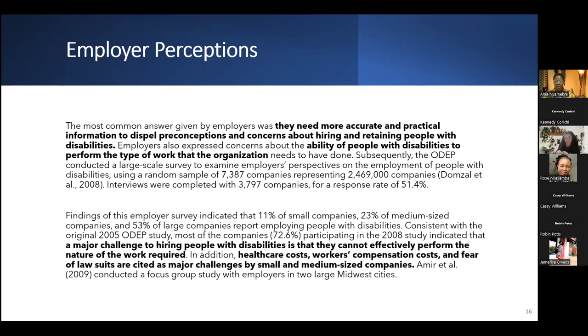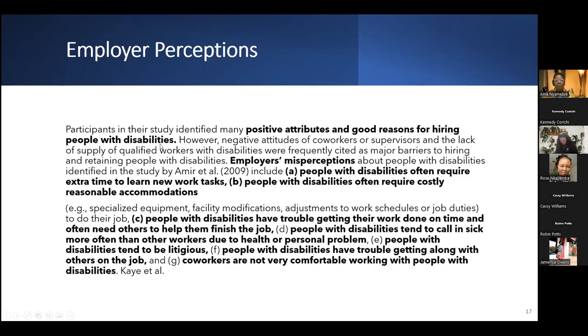Yeah. And the other thing is about the dollars, the bottom line, the healthcare cost, the workers' compensation cost, and fear of lawsuits. They also cite that as major reasons, including small and medium-sized companies. And the interesting thing is I was curious how we get all this information, because in the interview process, of course, they can't say these things during an interview. You mind if I chime in a little bit?